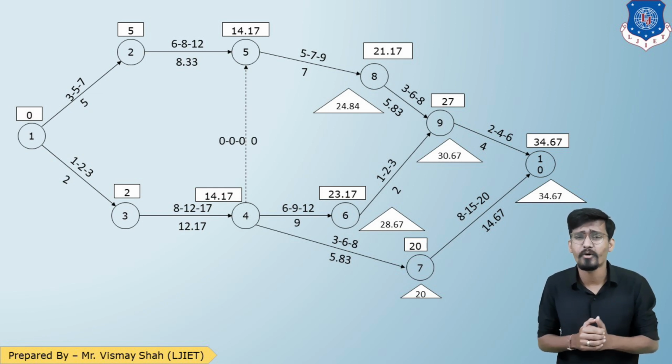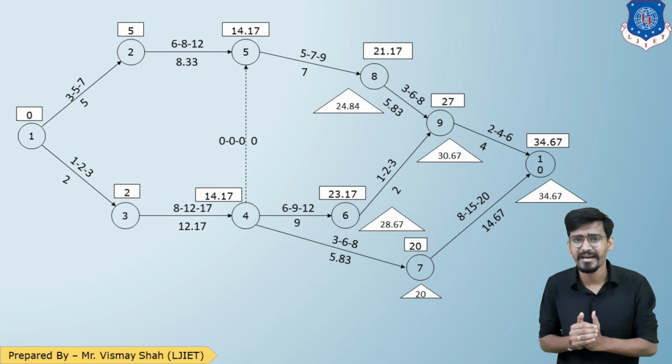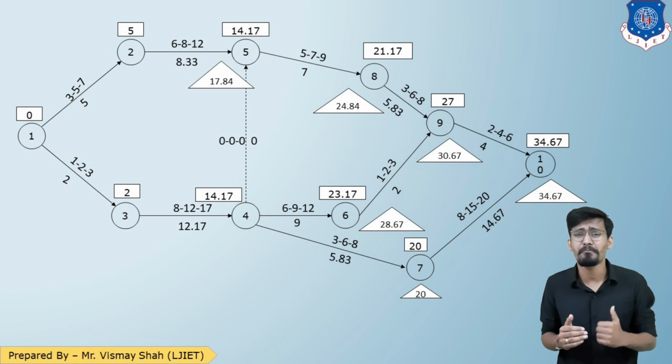Now let us talk about event number 5. For event number 5, there is only one way, 8 to 5. For 8, it was 24.84 minus 7. So that is 17.84.